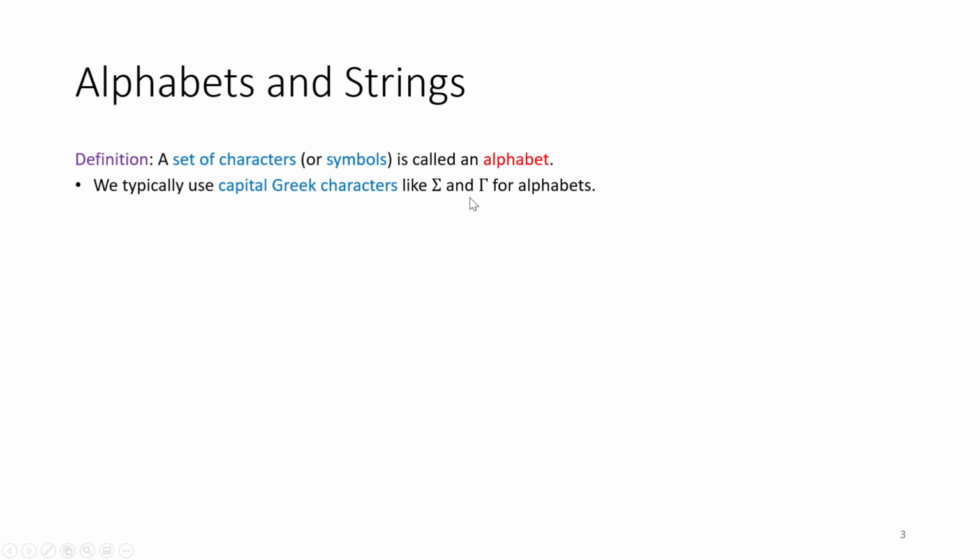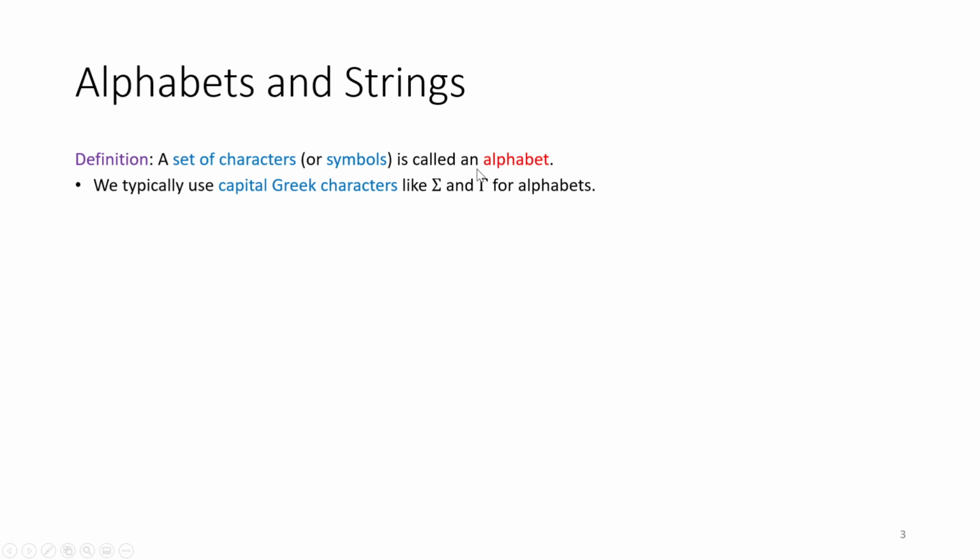We'll often use capital Greek letters like sigma here, which is the Greek letter that we also use for the sum sign, right? And then here we have gamma, another Greek symbol, and these are the capital sigma and gamma that we will use for our alphabets. The reason we might use sigma for sums is because sigma is S for sum, and it's the same reason we use it here for symbols. And gamma is just our backup in case sigma is already being used.